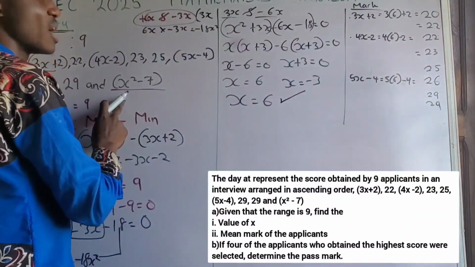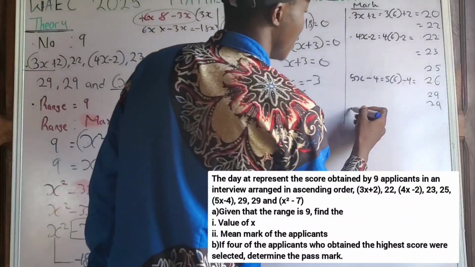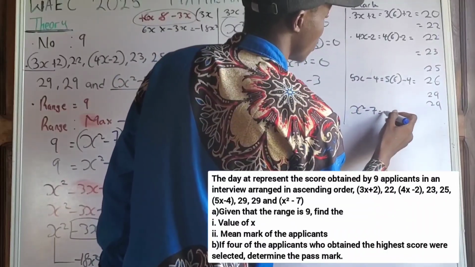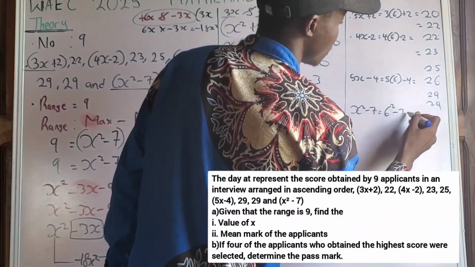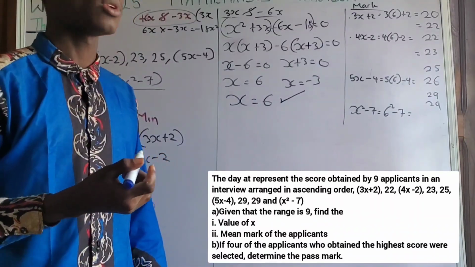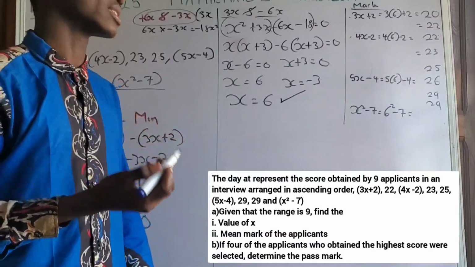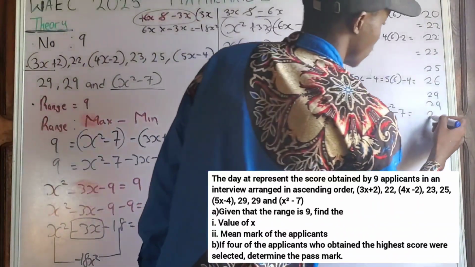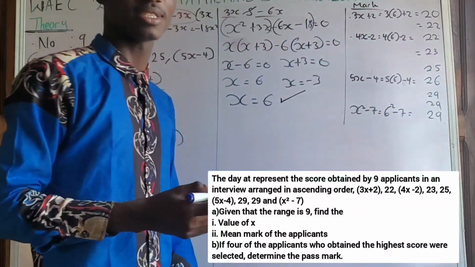Then we have x squared minus 7. x squared minus 7 will be 6 squared minus 7. 6 squared is 36. 36 minus 7 is 29. So this will also be 29. Do you get it?